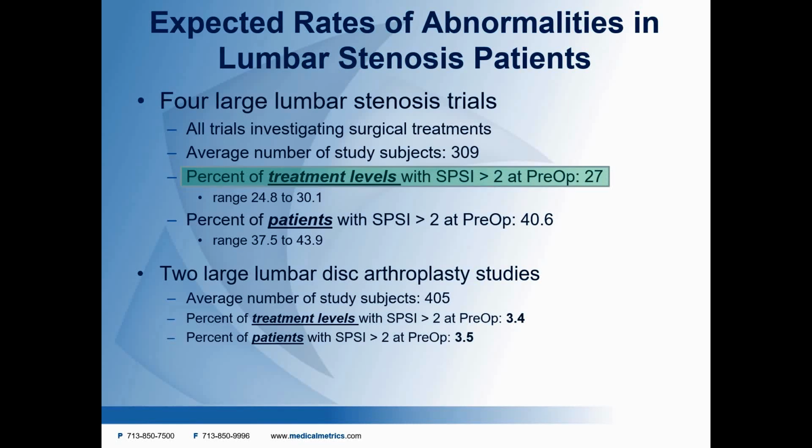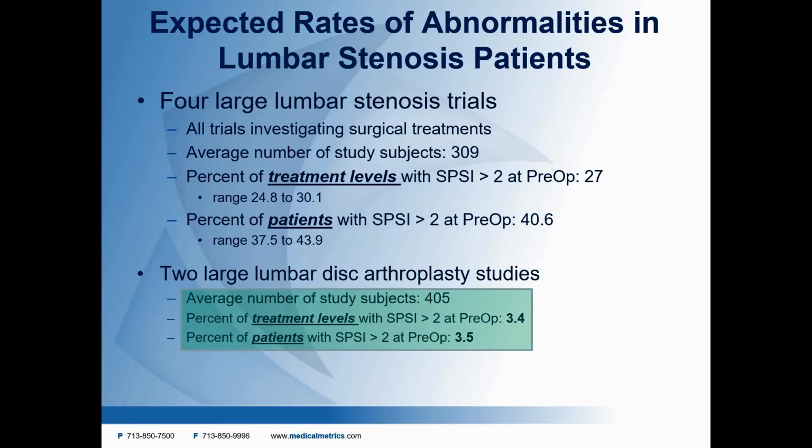At the level identified by clinicians as in need of treatment, 25 to 30% of levels were found to have abnormal SPSI. Interestingly, approximately 40% of all patients had abnormal SPSI at some level in the spine. But the abnormality was at a level adjacent to the level identified for treatment by the clinician. Data for 2 lumbar disc arthroplasty IDE trials are also shown for reference. Spinal instability is generally considered to be an exclusion criteria in disc arthroplasty IDE studies. Abnormal SPSI is in fact far less common in the disc arthroplasty study patients compared to spinal stenosis patients.